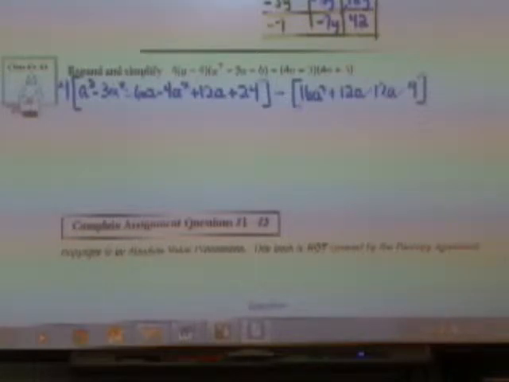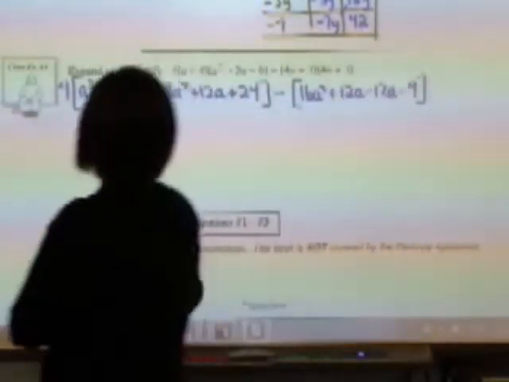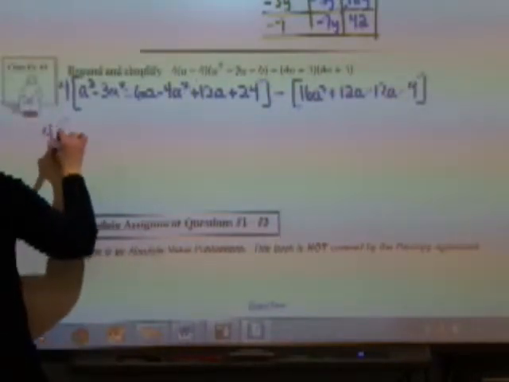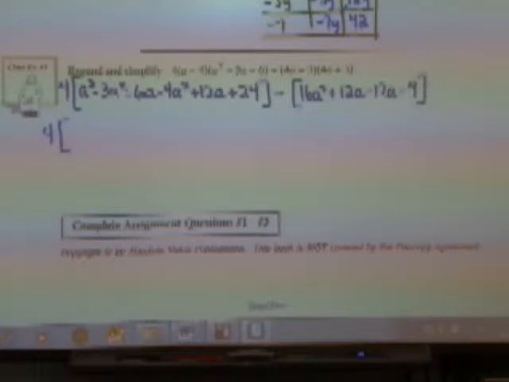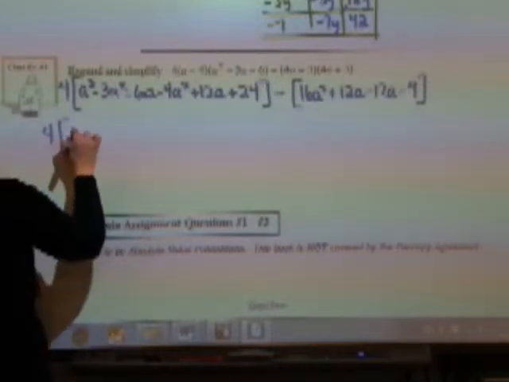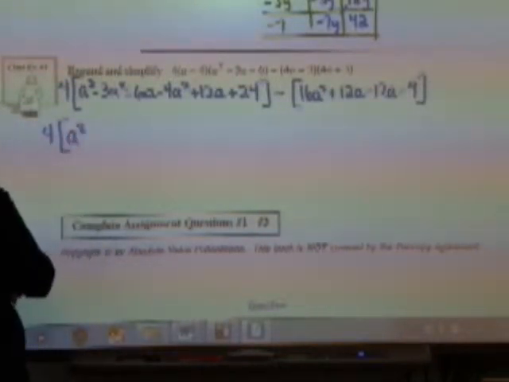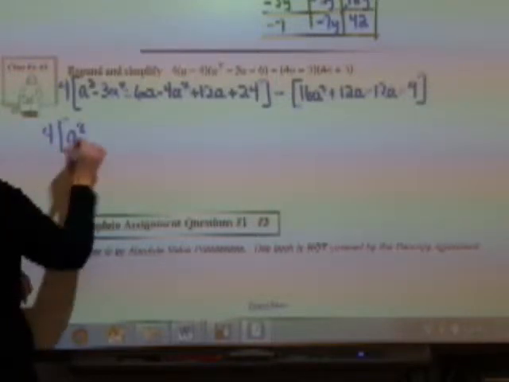Now what would you want to do? Collect the like terms. Collect the like terms, okay? So if I collect the like terms in the first term, or the first factor, what do I get? Minus 7.